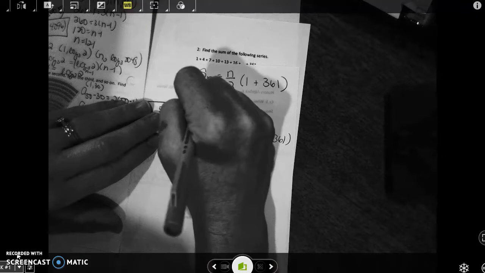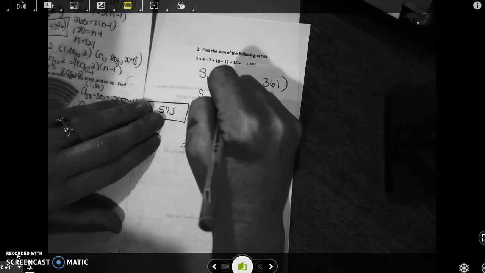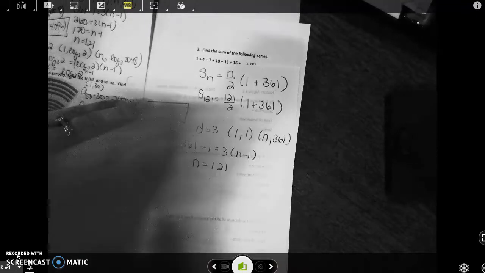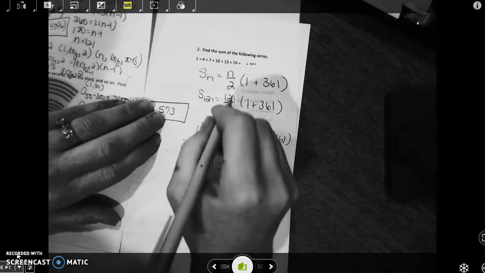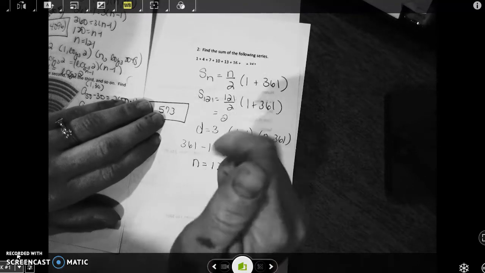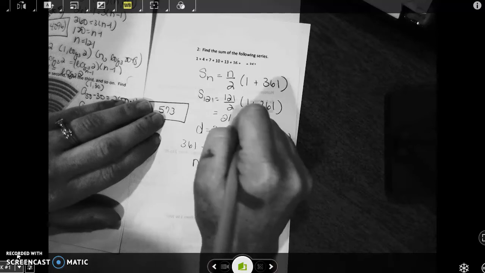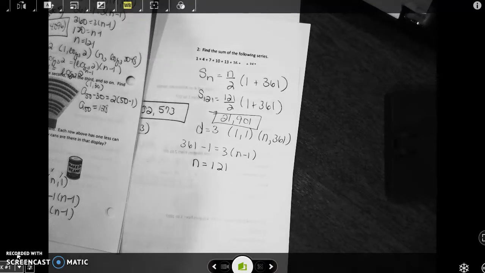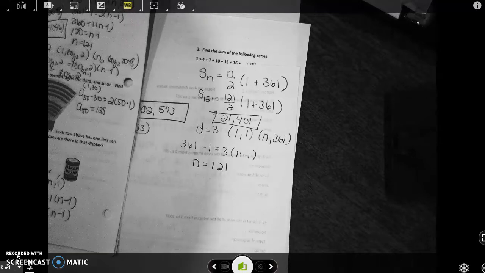Therefore, I can now go back and find the sum of the first 121 terms. And so I plug that into my formula, and yes, you can use your calculator. I'm getting 21,901 as the sum.